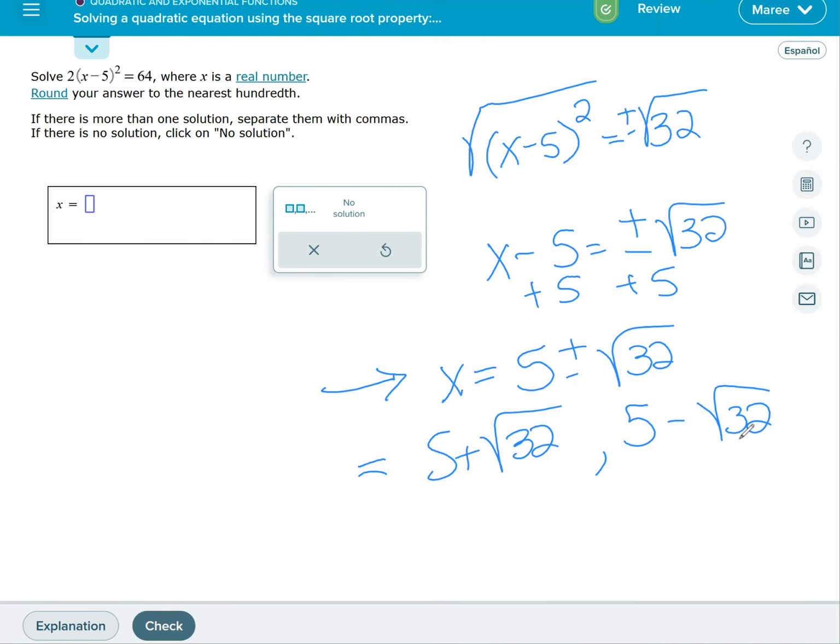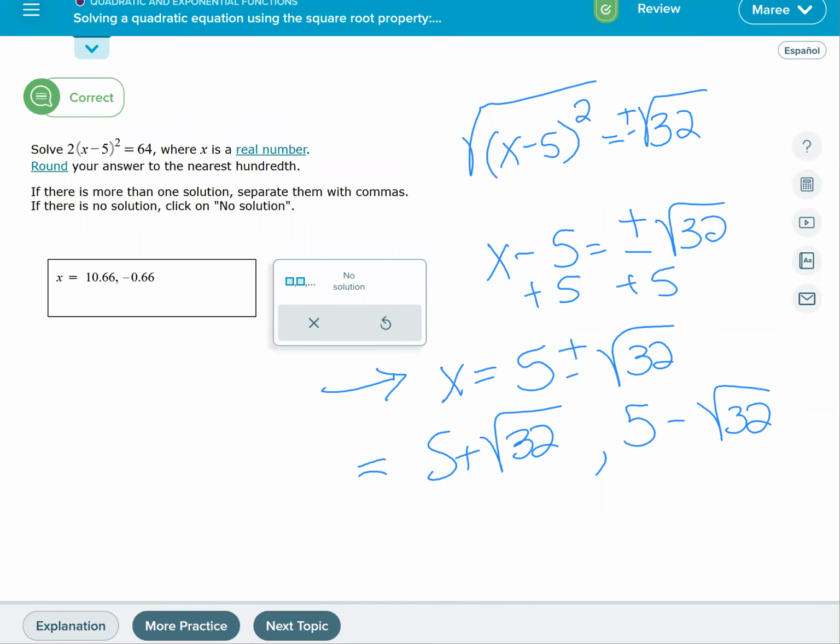So 5 plus the square root of 32 rounded to the nearest hundredth is 10.66. So 10 and 66 hundredths. And when we do 5 minus the square root of 32, we get -0.66, or -66 hundredths. And that's the end of the lesson.